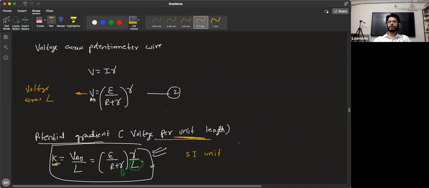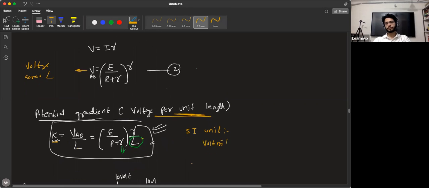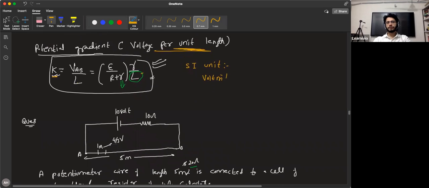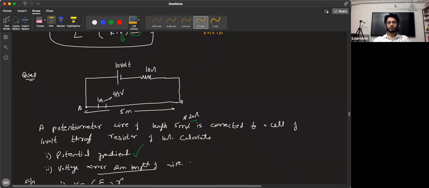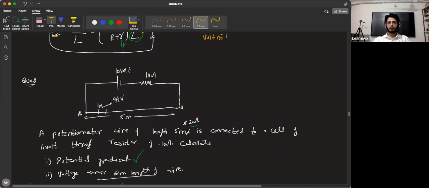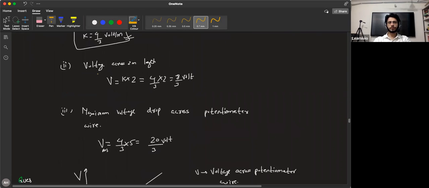What should be the SI unit of potential gradient? Sir, volt per meter should be the SI unit. Now, this is a simple, straight formula-based question. So, I will skip this question. This is very, very straightforward.